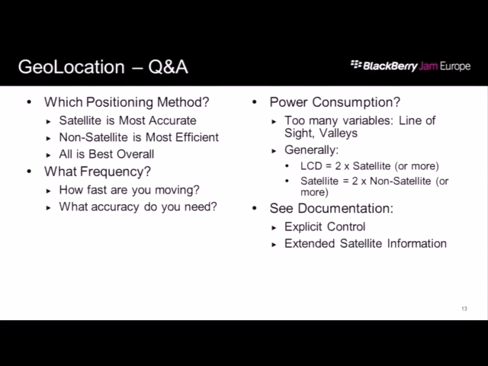So for example, if you wish to use only Wi-Fi as opposed to non-satellite, well then you can state only Wi-Fi. Do you wish to receive updates only if the accuracy is within this range? That's in the extended controls area. So there's a lot of information that I can't cover in an hour. I suggest you go see the documentation for that.